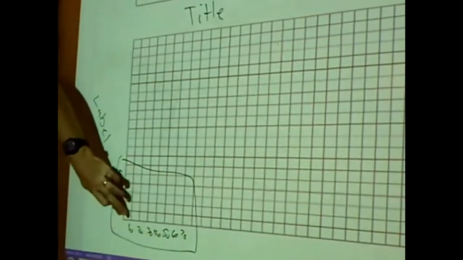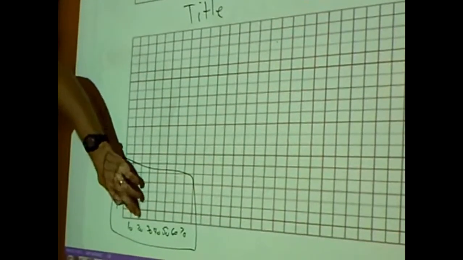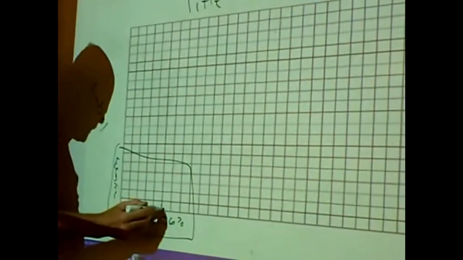Make it as big as possible, so adjust your scale. You may have to go every 5 lines. 1, 2, 3, 4, 5, and that would be our 10. 1, 2, 3, 4, 5. That would be our 20. Look how it starts to stretch our graph out.